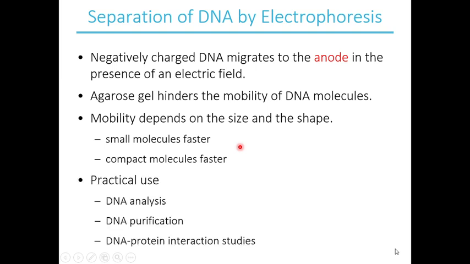The practical uses of DNA gel electrophoresis are plenty, from DNA analysis to DNA purification to DNA protein interaction studies. And in case of DNA cloning, DNA gel electrophoresis is used to purify the cloned plasmid. PCR has many applications. Besides, there are many other techniques that are adaptations of PCR as well.